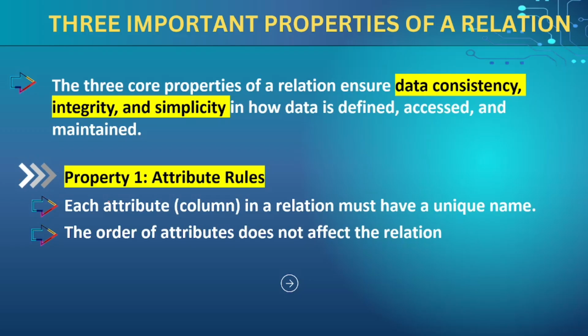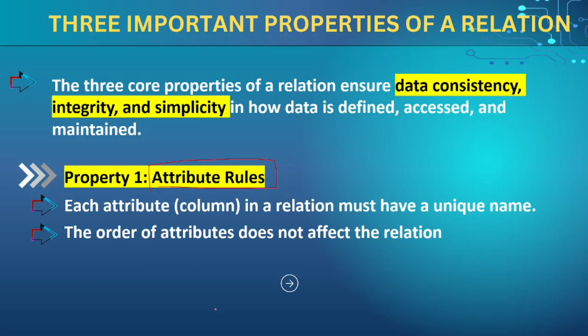Next one, there are 3 important properties of a relation. So what is the meaning of properties? These are the core properties for the relation to ensure data consistency, integrity, and simplicity in how data is defined, accessed, and maintained. What is the first property? The first property is attribute rules. In that, what they are saying is, each attribute, which means the column in a relation, must have a unique name.